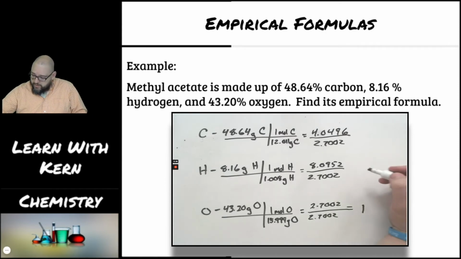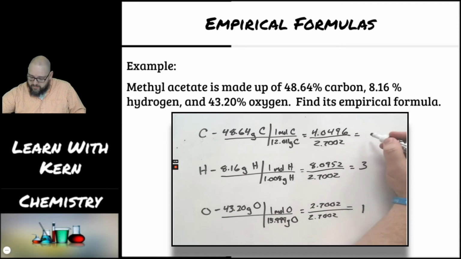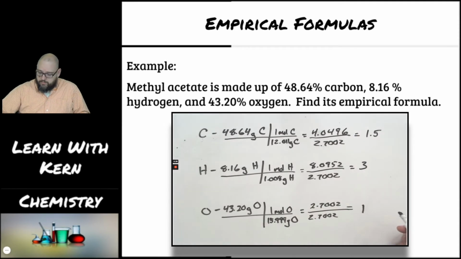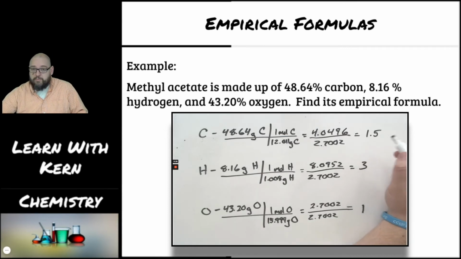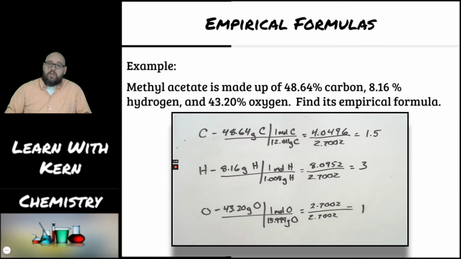Okay, so when I do this division, that gives me an answer of 3. And when I do this division, it gives me an answer of 1.5. Well, it's actually 1.499, but I rounded that to 1.5. And remember, 0.5 is a fraction of 1/2. So I need to get rid of that fraction.